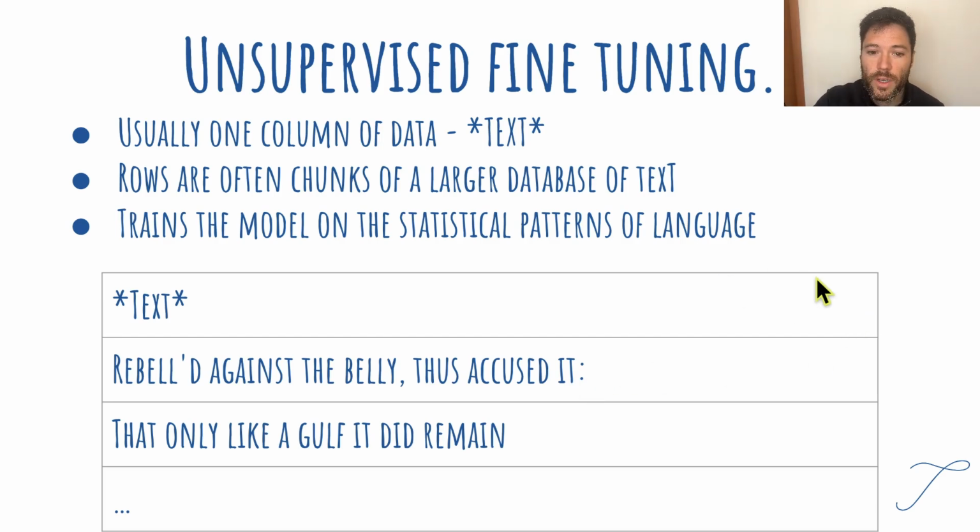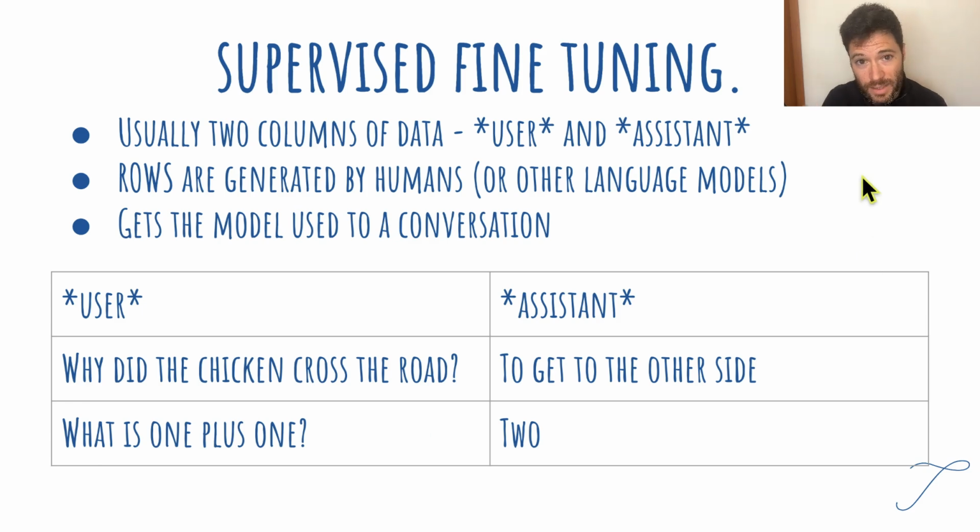Now, supervised fine-tuning goes a step further and gets the language model into a chat format. This involves having at least two columns of data, and the rows of data are typically conversation style and generated by humans, or sometimes when training smaller models, synthetically using larger models to generate those conversation pairs.